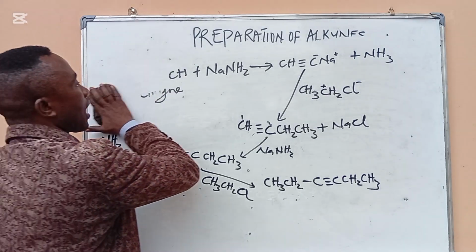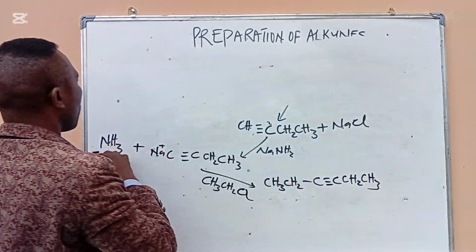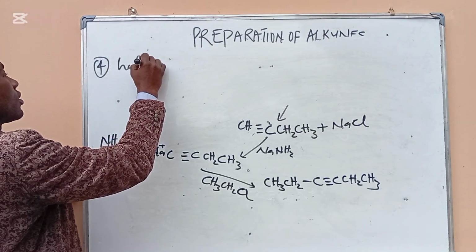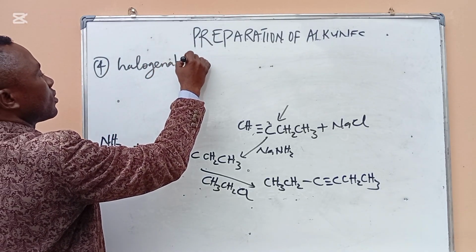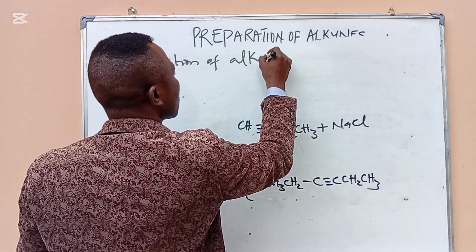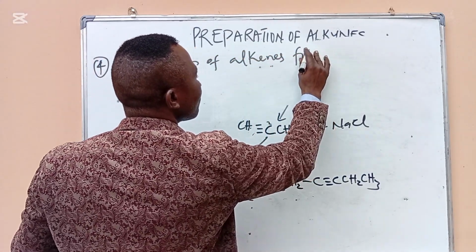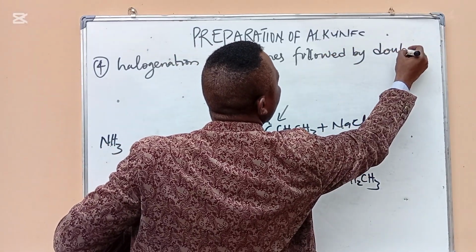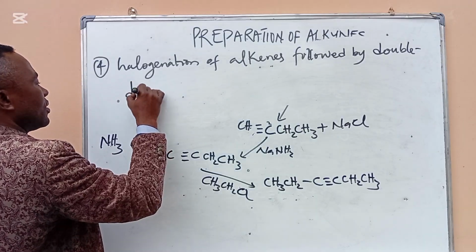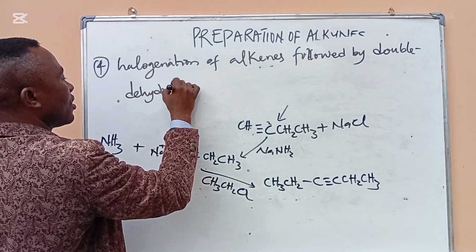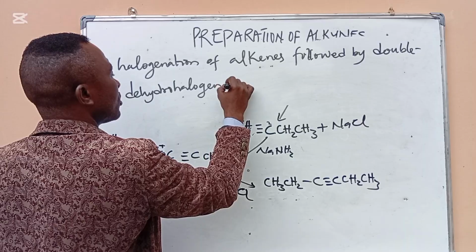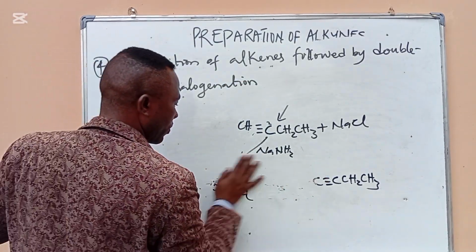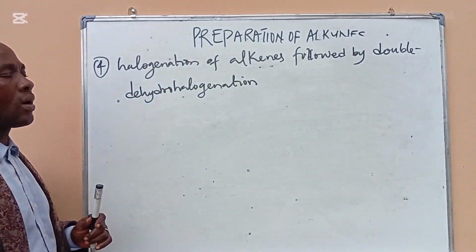Then number 4, how we can prepare alkynes. Number 4, we can prepare alkynes by halogenation of alkenes followed by double dehydrohalogenation. We have done double dehydrohalogenation before.